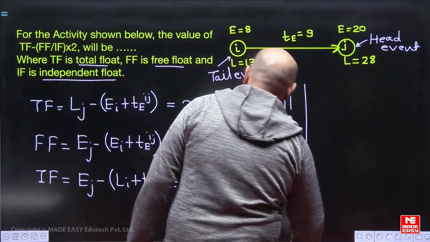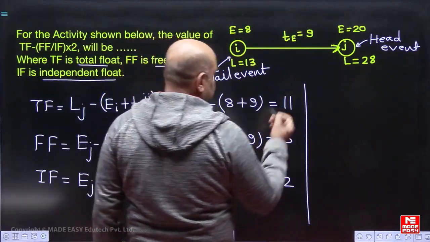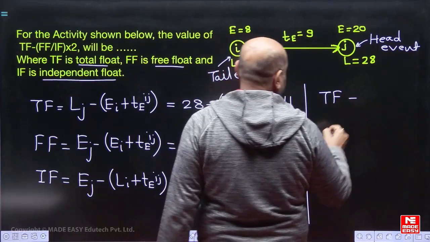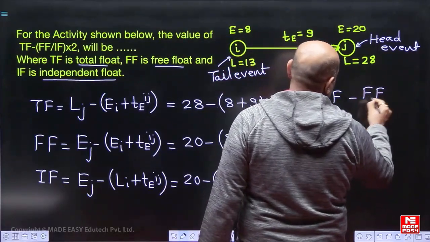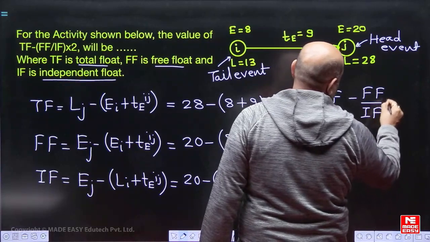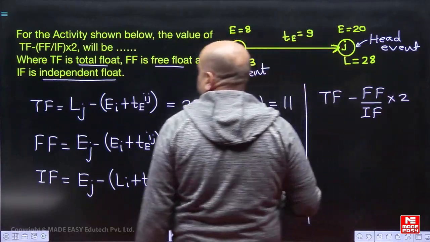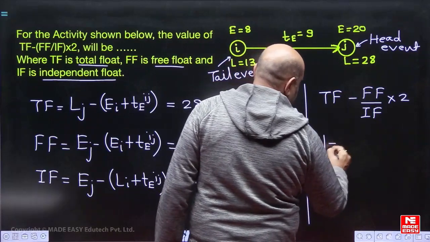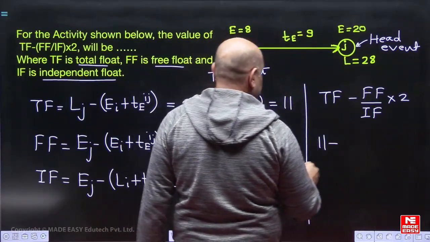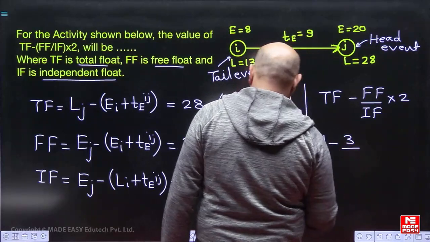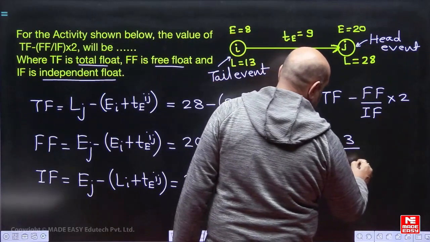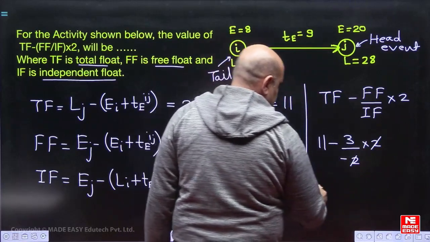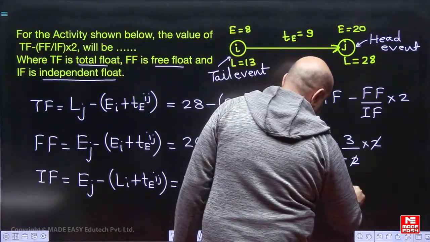We have to put the value in the sense of total float. See, we have to find out TF minus FF upon IF into 2. Total float is 11, free float is 3, independent float is minus 2, into 2. See, the 2 cancels out, minus minus plus, so that will be 14.